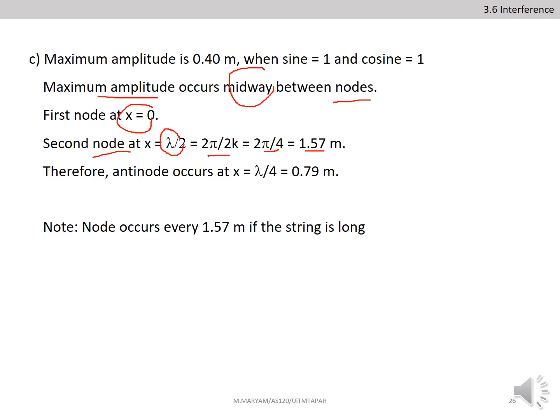So lambda is 2 pi divided by k, which is 2 pi divided by 2.0, so lambda equal to 3.14 meter, and the nodes are 1.57 meter apart. Therefore, the antinode occurs at x equal to lambda over 4, because we take midway. Substituting lambda here, we got the value 0.79 meter. So note that a node occurs every 1.57 meter along the string if the string is long.